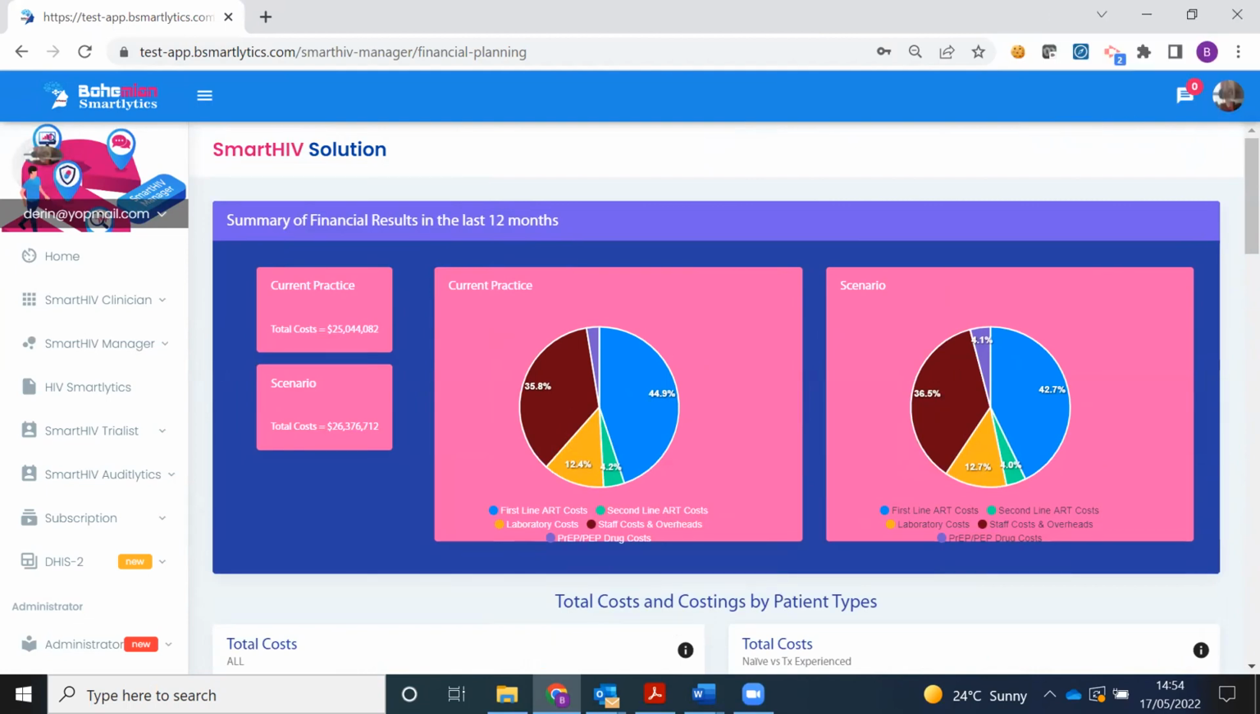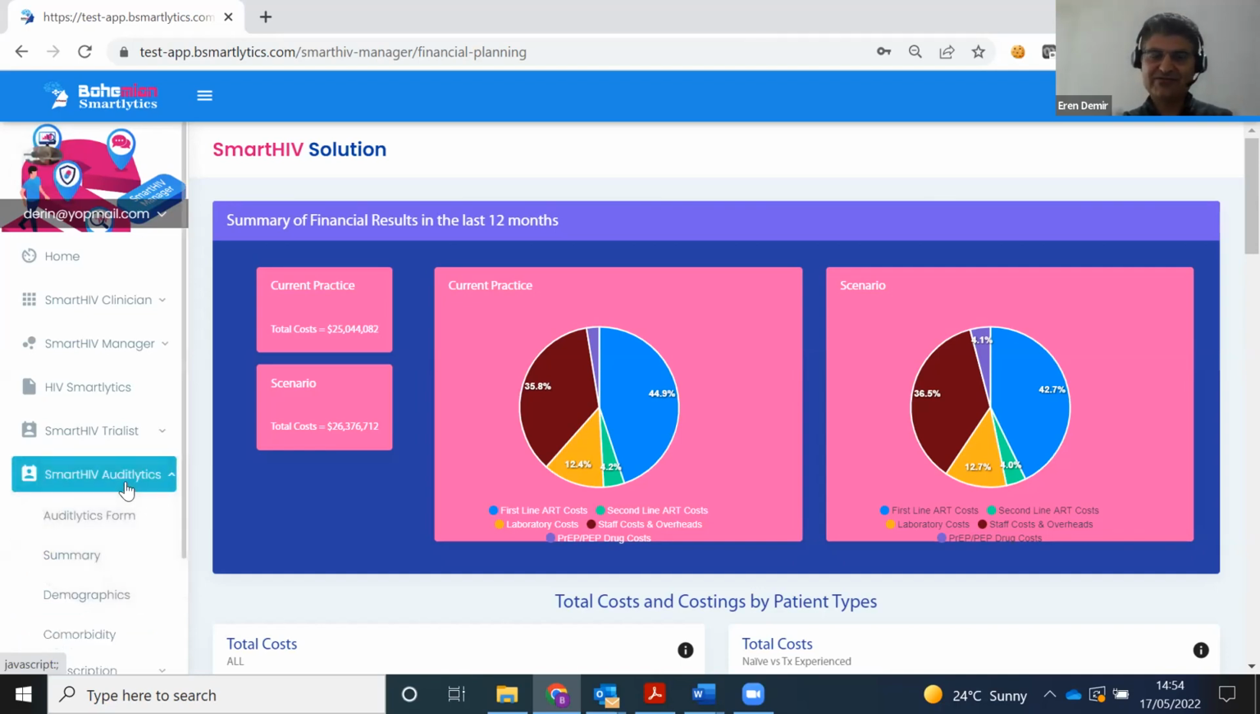No, I'm good. Okay, let's have a look at SmartHIV Auditlytics. I'm jumping in between because I value the data that we're collecting through my app, the BSmartChart app. I'll say it again: HIV is no longer a physical illness. I think it's more of a mental health related illness.